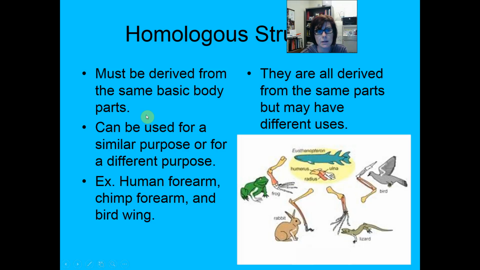So, same basic body part, even though modifications over time can happen because of different uses. If you look at the picture here, you see the same bone design, one on top, two on the bottom, even though they're used for different purposes. So not only in anatomy do we have embryological comparisons, but we compare skeletal structures as well. These are called homologous. Remember, homo means the same, derived from the same body design.